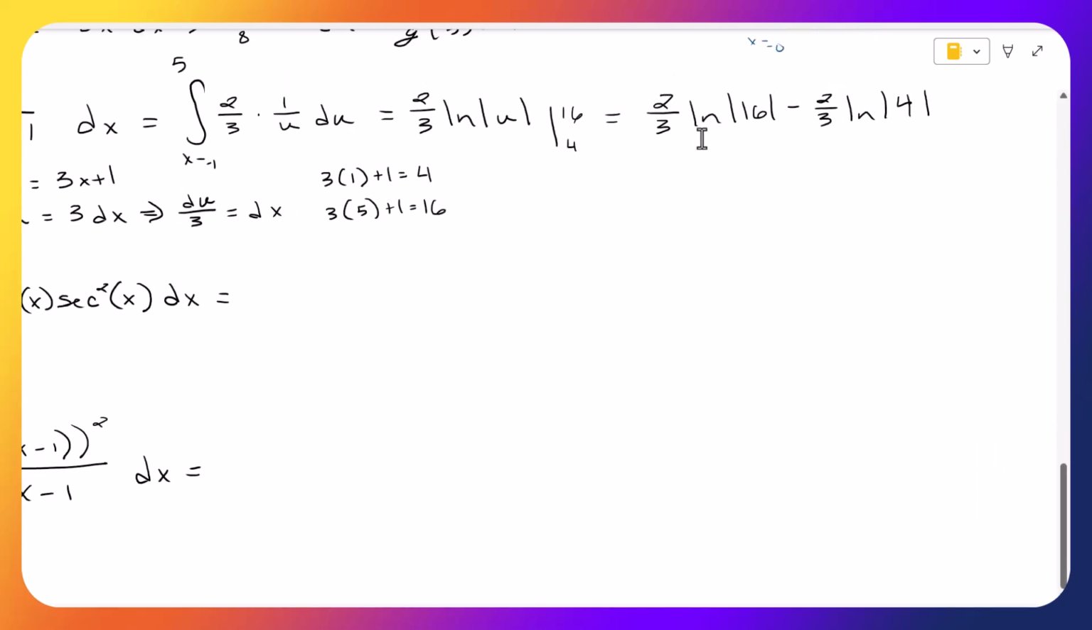And then I just used the first fundamental theorem of calculus, substitute that in, and I get this. I'm not simplifying any further than that. I could, technically, but I'm not going to. And this is just our final answer.